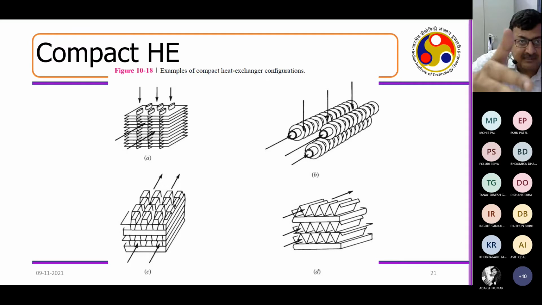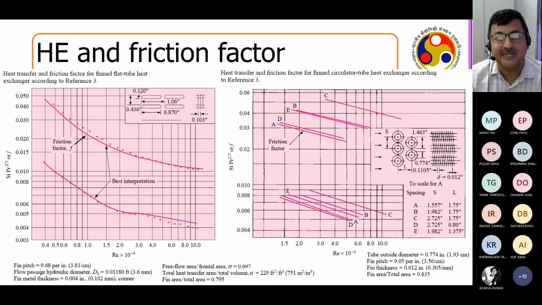Essentially, when you are trying to increase the surface area, you are compromising on the pressure drop. So your friction will go high, your drag will go high, and then at the end of the day, you have to pump, you have to increase the pumping power. So you are adding additional cost when you are trying to extract heat with additional surface area.